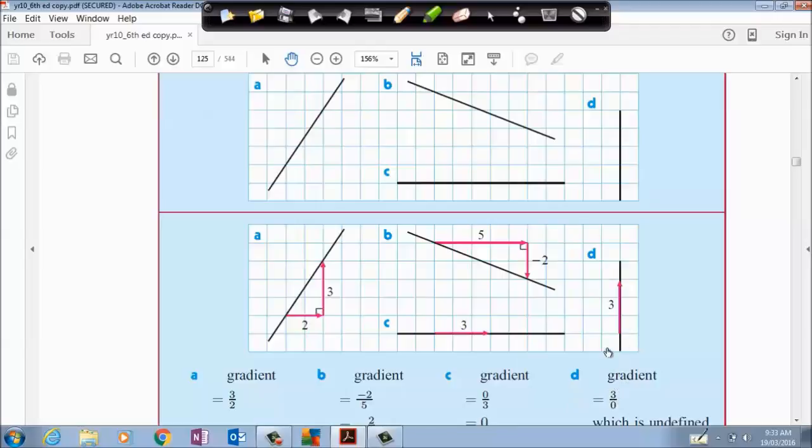D is straight up, and that's undefined because if you do rise on run, the rise is 3, the run is 0, so you can't divide by 0, and that gives an error. We call it undefined. That's an undefined slope.